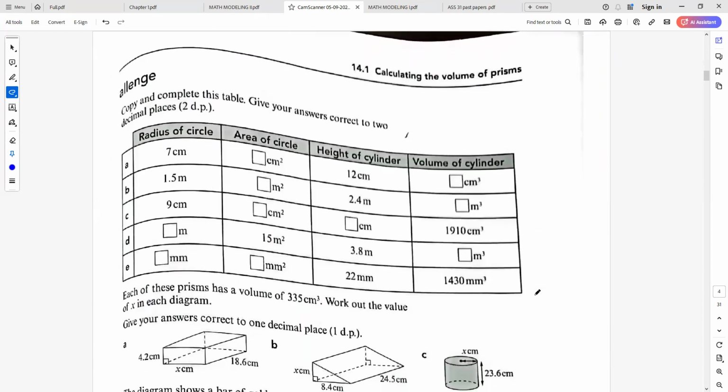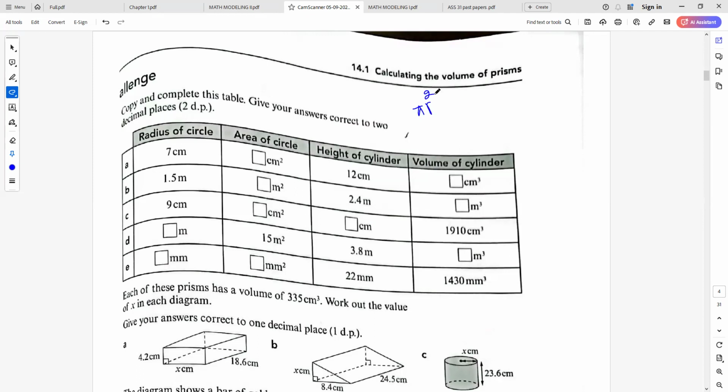Then there is a challenge question. We can do this. The radius of the circle is given. Then we have to find out the area of the circle. Then the height of the cylinder is given. Then you have to find out the volume. So you see here the radius is given. Since it is 7, you can use pi r squared.